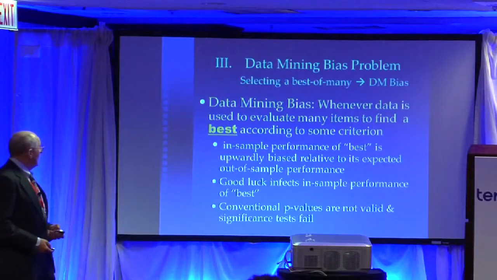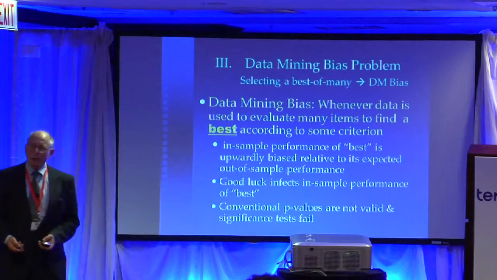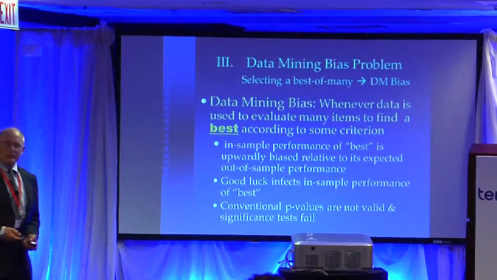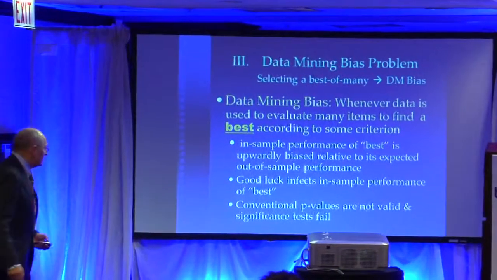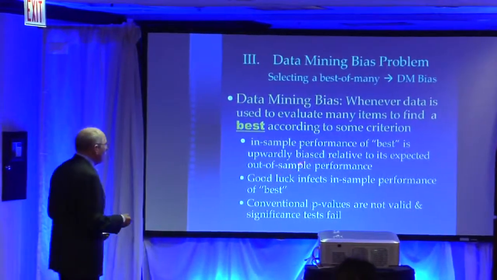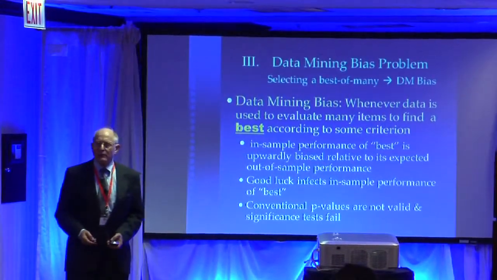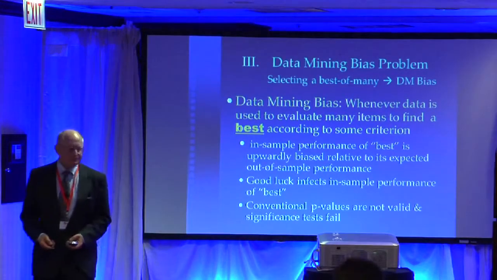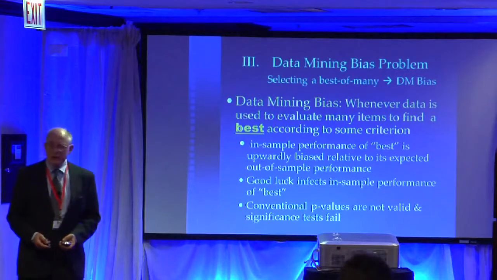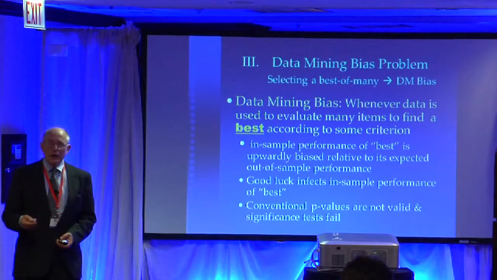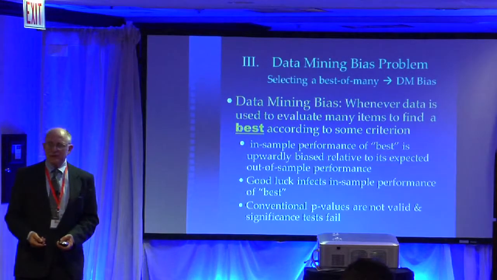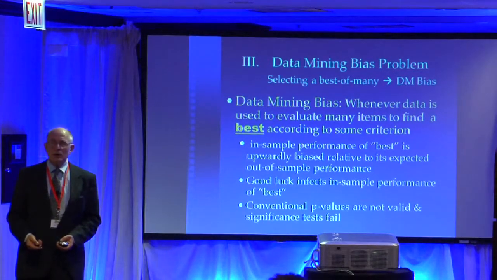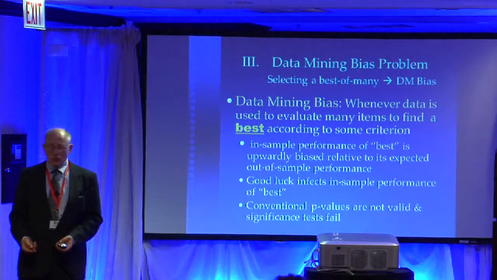Here we go. So what's the data mining bias problem? Whenever you use a body of data to evaluate many items to find a best according to some criteria, the in-sample performance of that best is upwardly biased. In other words, it's better than it's going to do if you expose it to new data. And as a result of this, applying a traditional significance test fails. You'll wind up rejecting the null hypothesis far more frequently than your alpha value says you should.